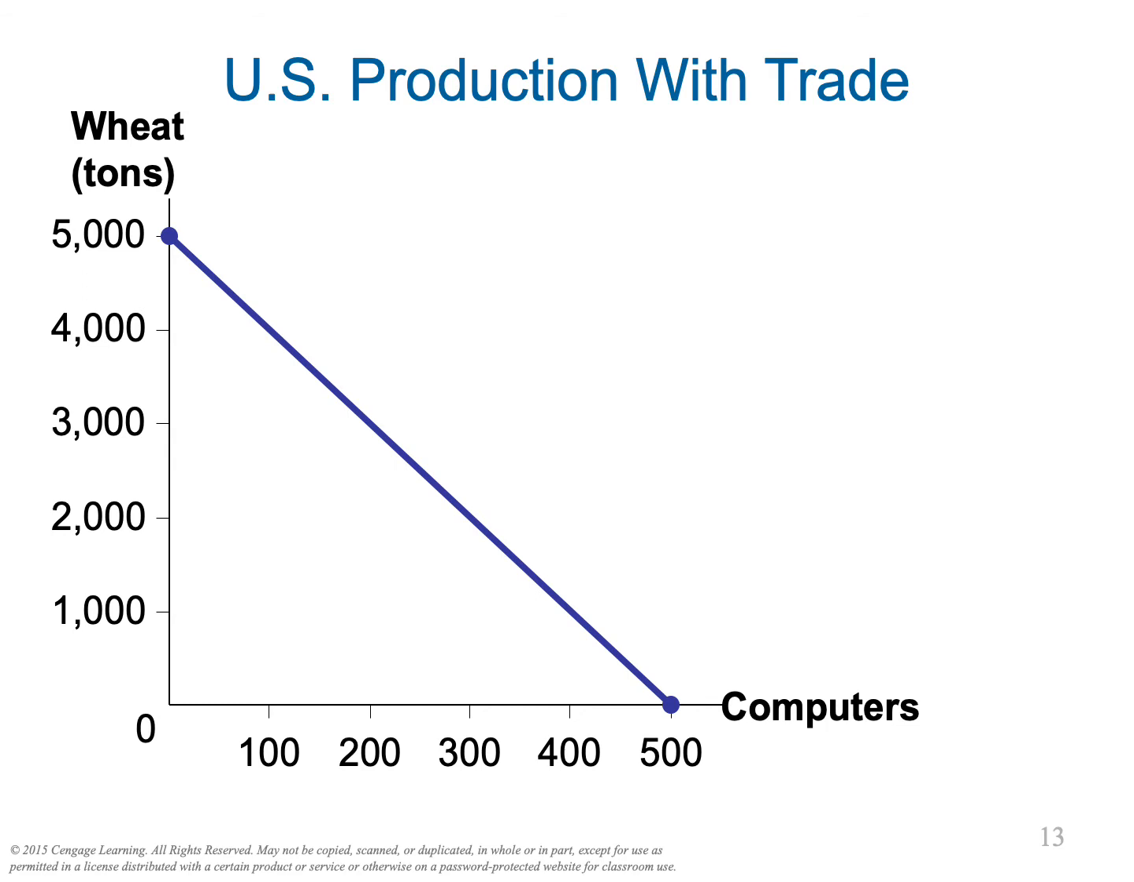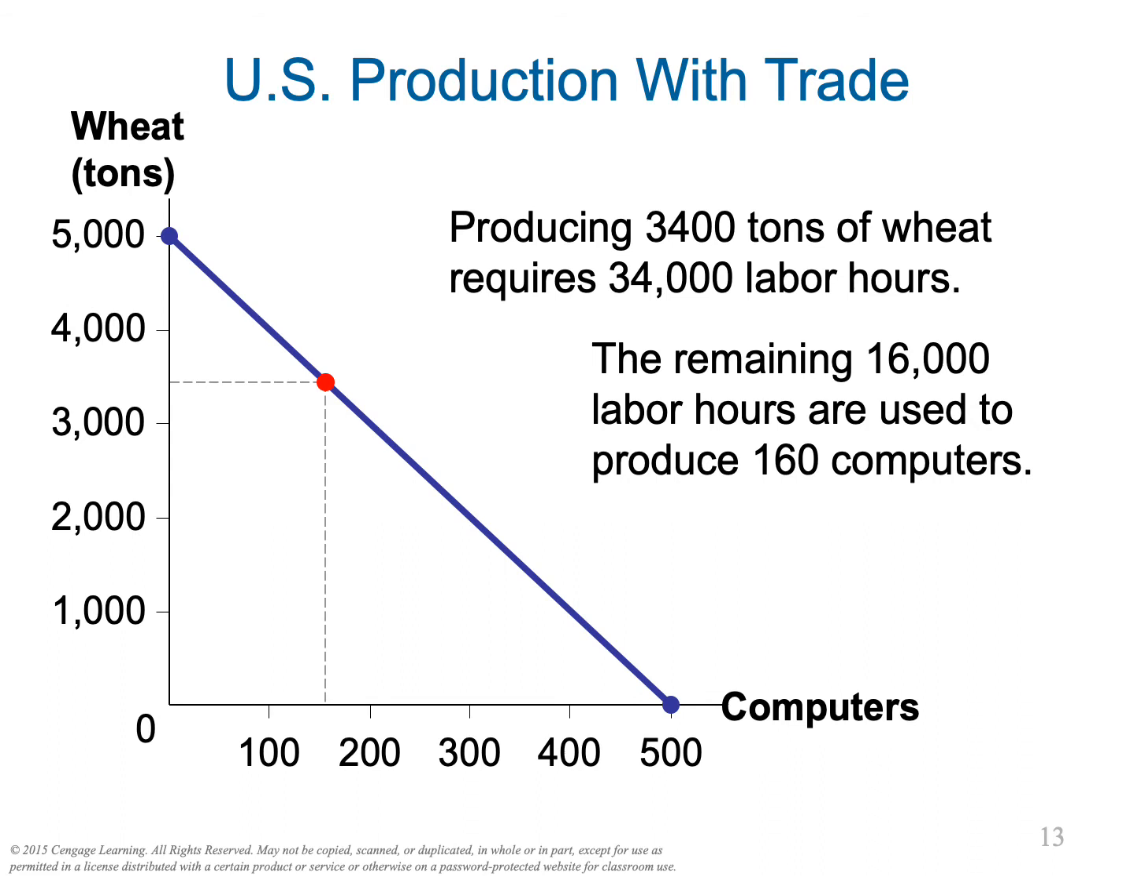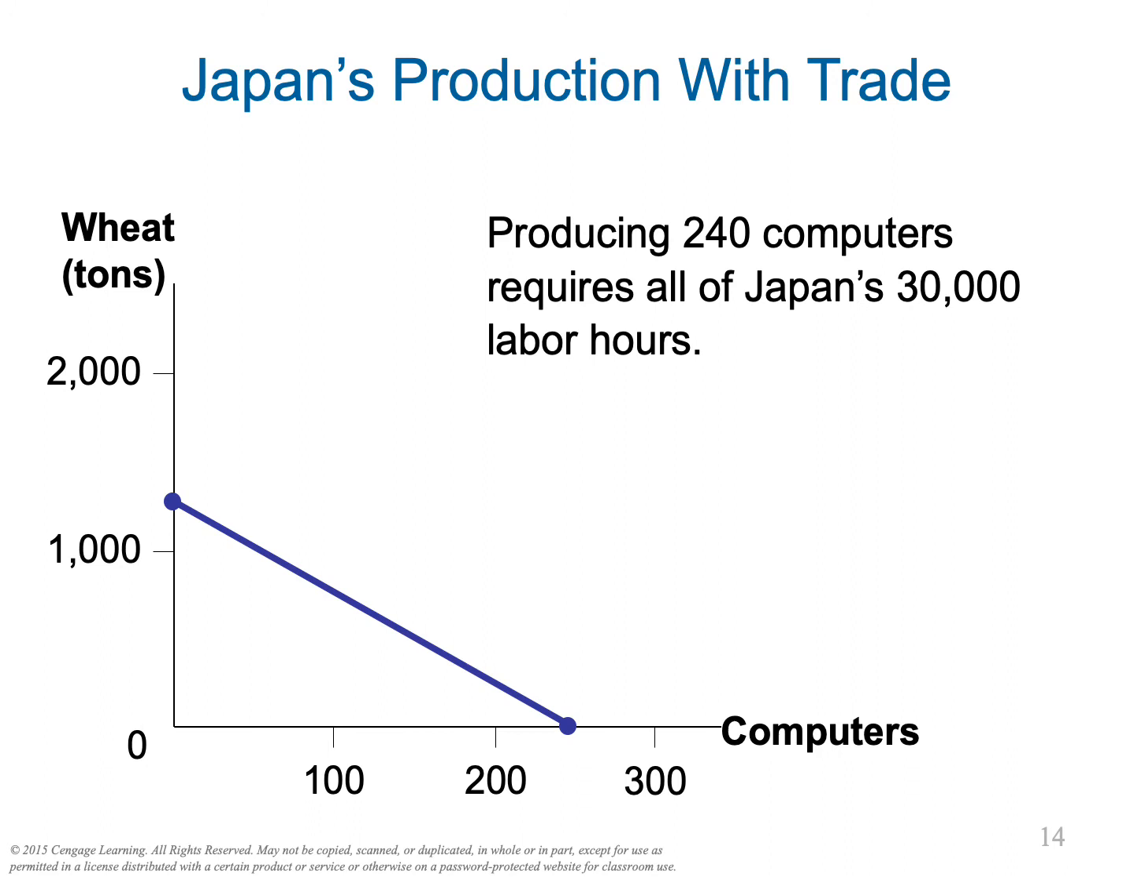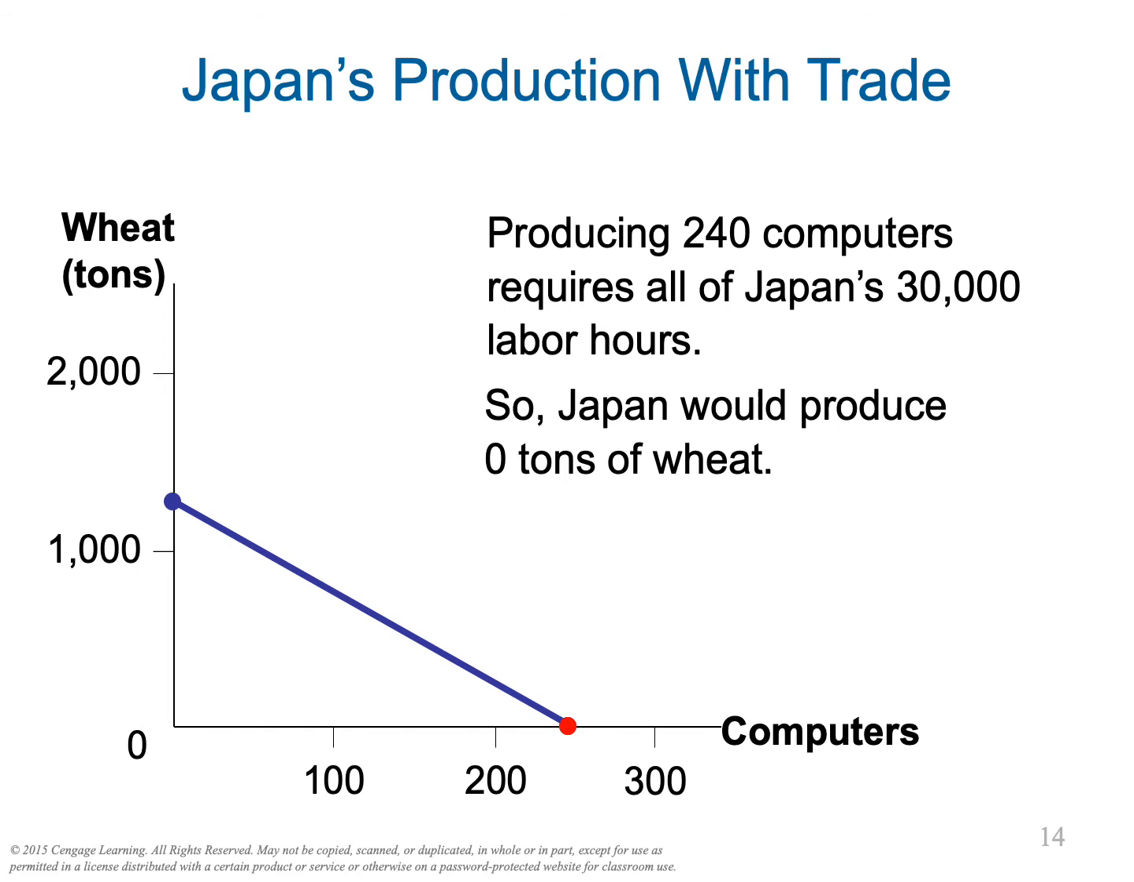Okay, so going with our active learning opportunity there, what does that point look like on the US PPF? Well, producing 3,400 tons of wheat requires 34,000 labor hours, which means that the U.S. would have 16,000 hours left over and could make 160 computers with that amount of labor. And here's what it would look like. It would be this point right here on the PPF. As far as Japan goes, if it makes 240 computers, it uses all of its labor hours and has no time left over to make any wheat, so it's just right here at this extreme end of its PPF. So hopefully that's what you got.